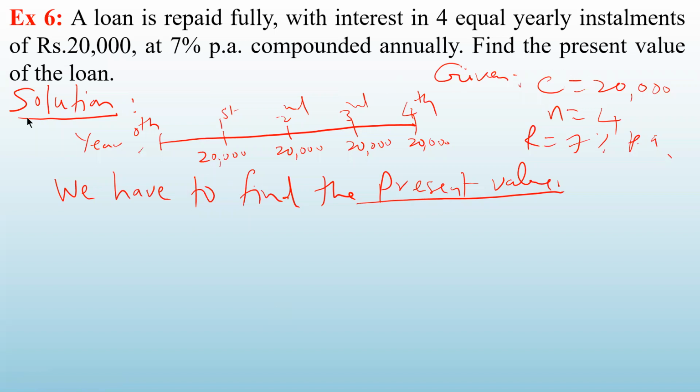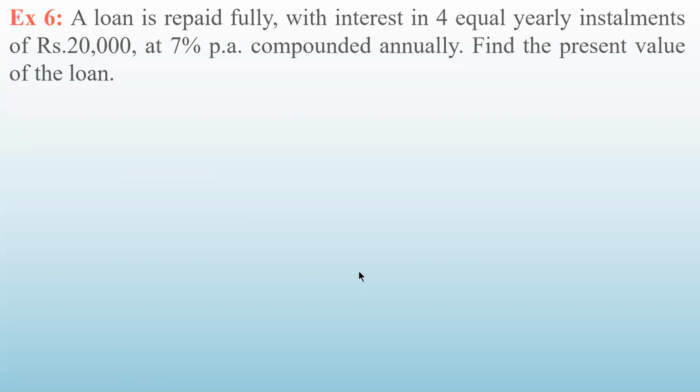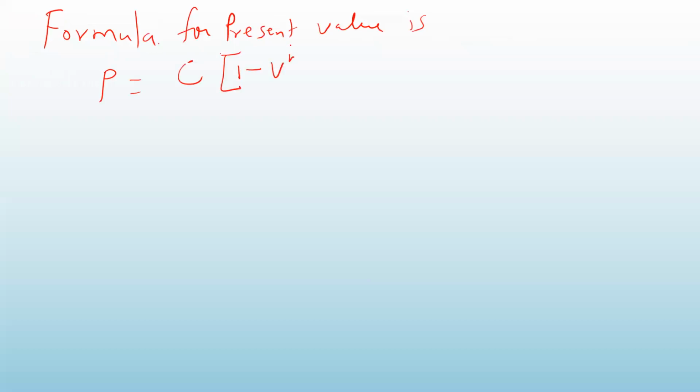So you have to find out the present value of the loan, how much loan he has taken when he is paying the installment of 20,000. So again, apply the formula. What is the present value formula? Formula for present value is P equal to C into 1 minus V to the power n divided by I.